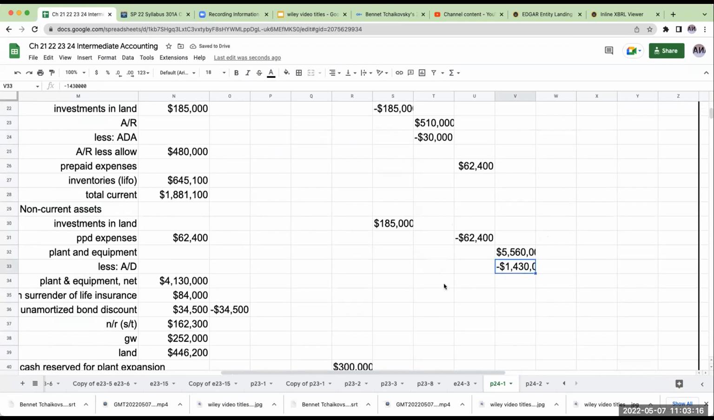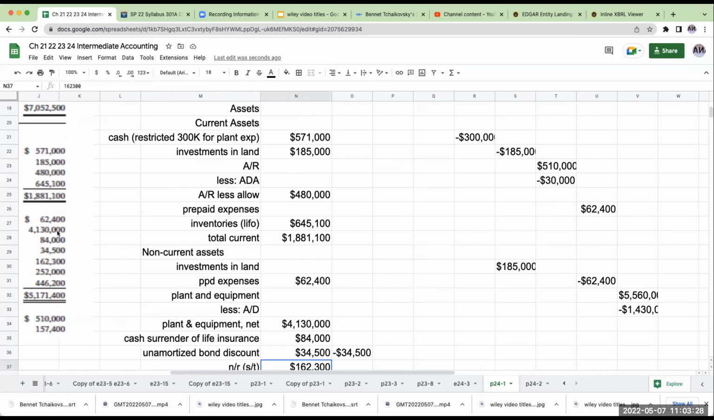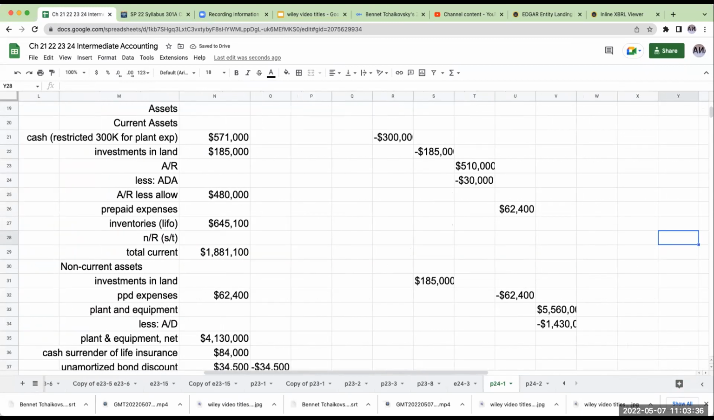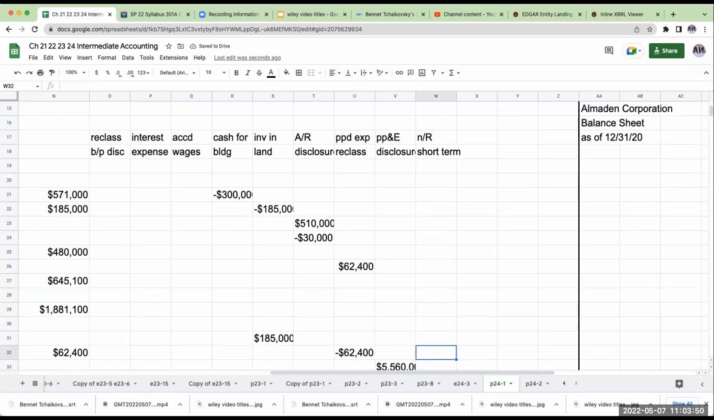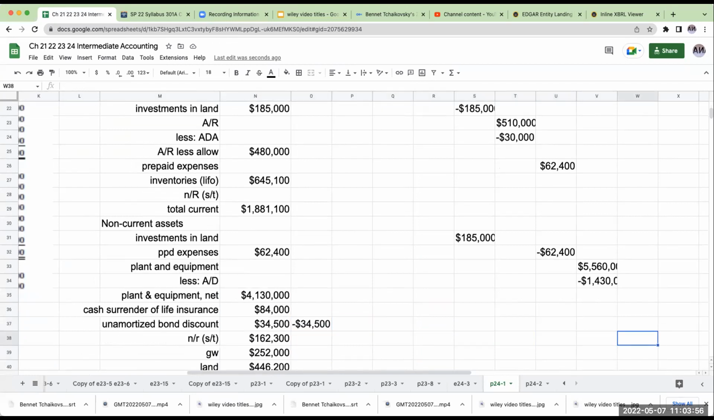Okay, so you got property, plant, and equipment reclass, cash surrender value of life insurance, that's fine. Unamortized bond discount, we already got rid of it. Okay, notes receivable short term does not belong in. So this is going to be notes receivable short term. And let's call this disclosure. So the notes receivable short term, this is going to be 162.3.